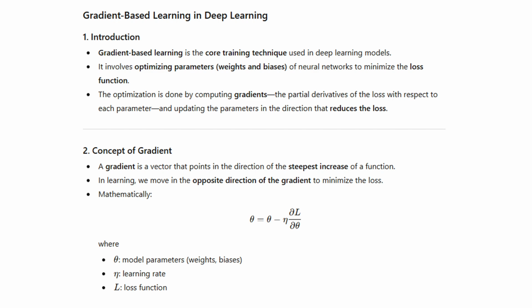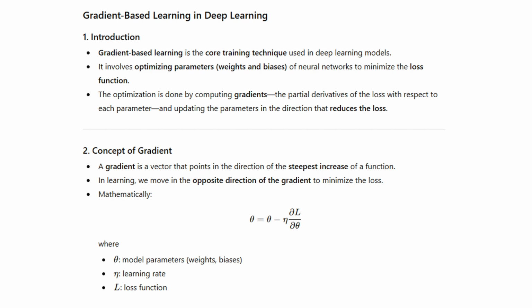Gradient-based learning is the core training technique. That means the basic, important technique used in deep learning models. Whenever we are using deep learning models, we have to use optimization techniques. That is called gradient-based learning.